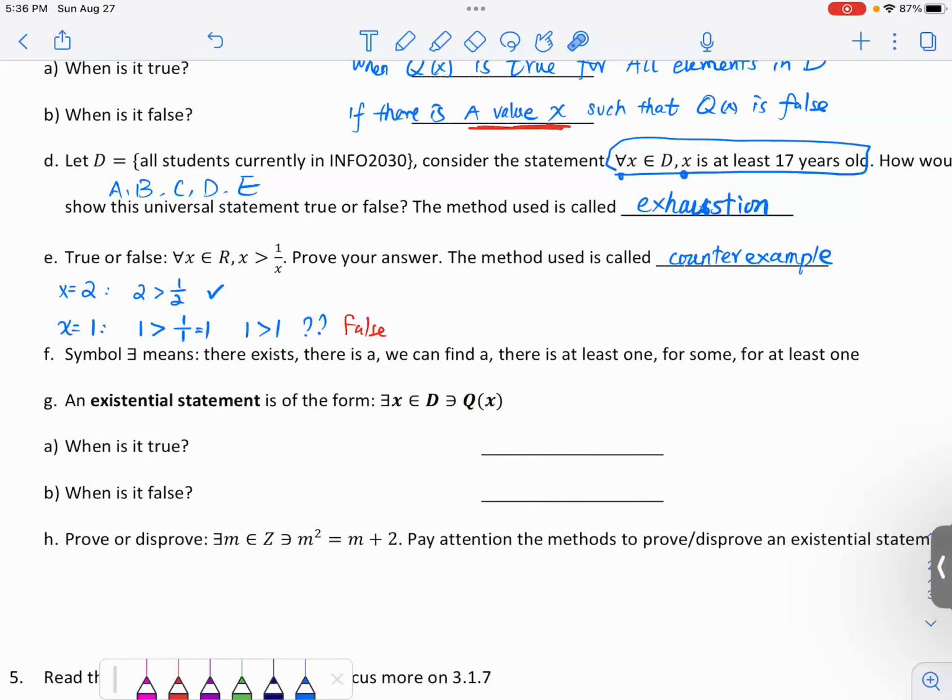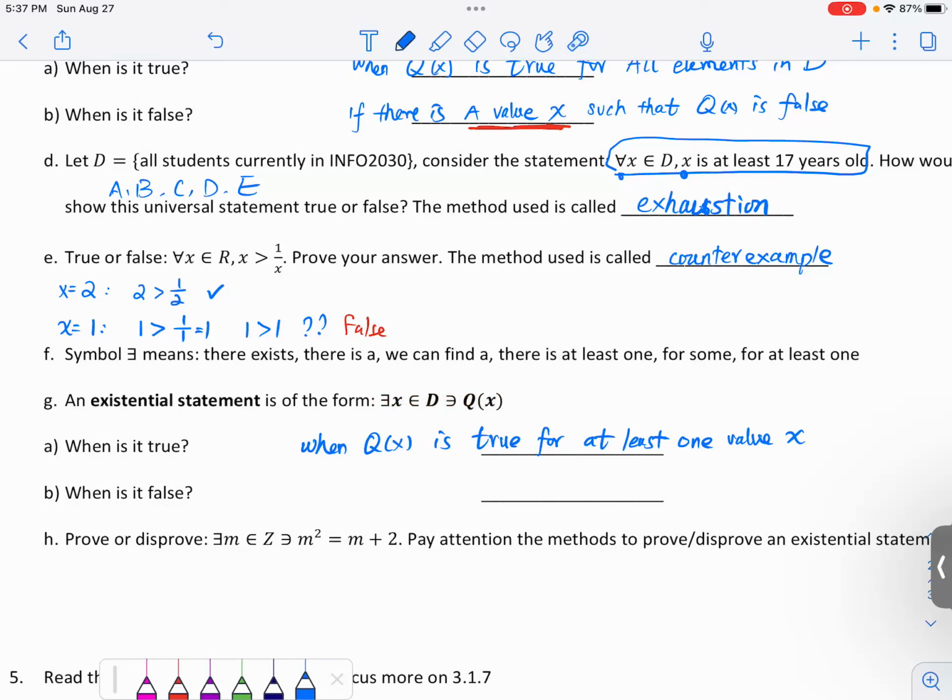Now, when is it true? Because this says there exists one. If you can find one value x in D so that Q of x is true, then that means this statement is true. So as long as you find at least one value x so that Q of x is true, then you can consider this existential statement true.